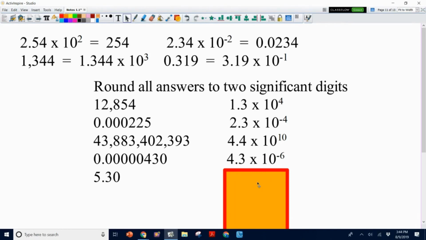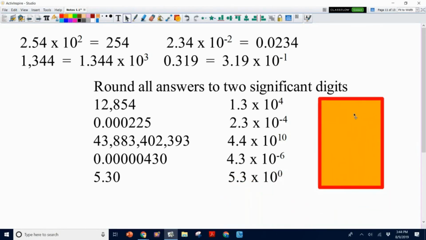And finally, this is a tricky one, 5.3 times 10 to the 0 power. All right, so let's talk about that for a second. Well, the decimal is already where it needs to be. Because remember, we're moving our decimal till it's after the first whole number where we didn't have to move it. So 5.3, we only want 2 significant digits, so we're going to drop off that last 0. Times 10 to the 0 power. We didn't have to move our decimal, so to the 0 power.